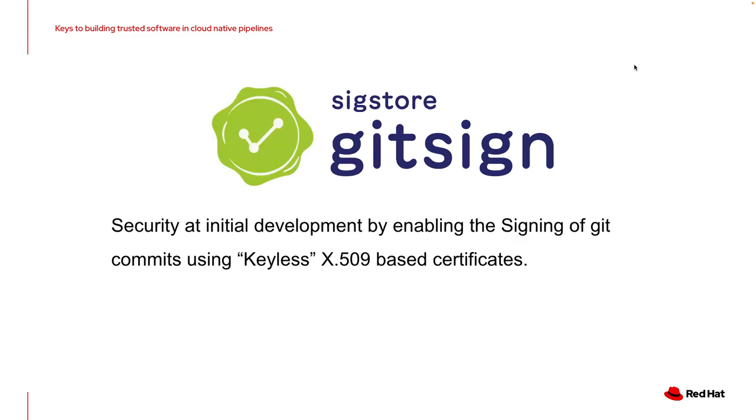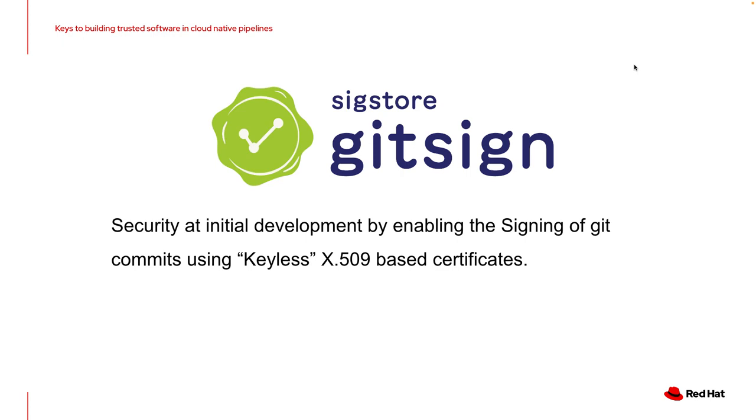Gitsign is also a client-side tool that implements keyless Sigstore to sign Git commits with a valid OpenID Connect identity. In practice, that means you won't need GPG keys and a complicated setup in order to sign your Git commits. Later in the demo, Greg will show how to configure Gitsign within your project and sign your commits.